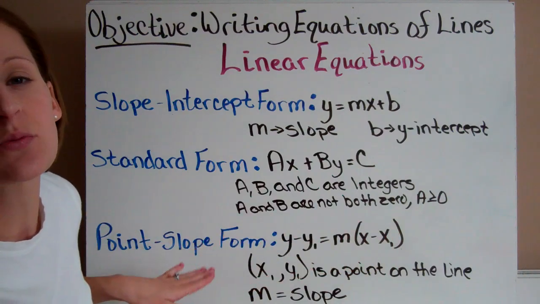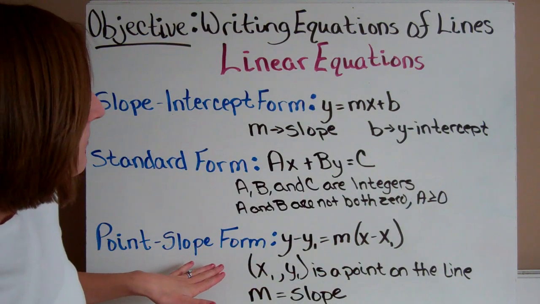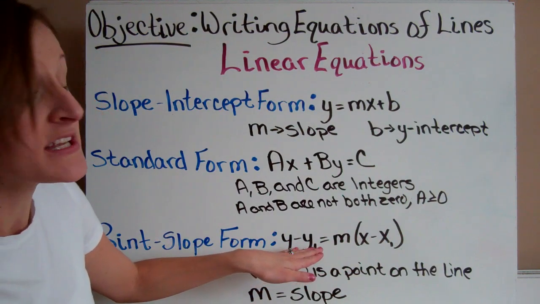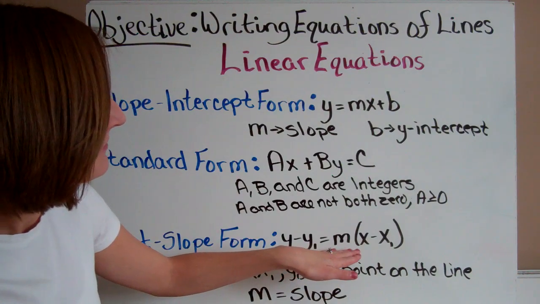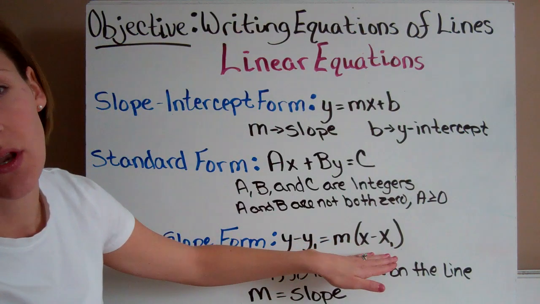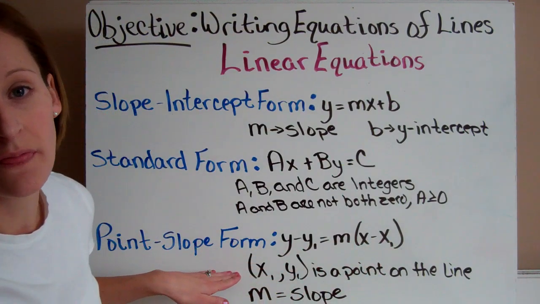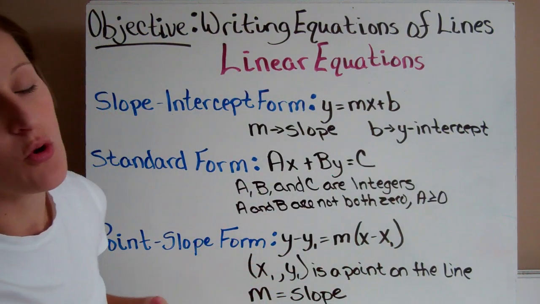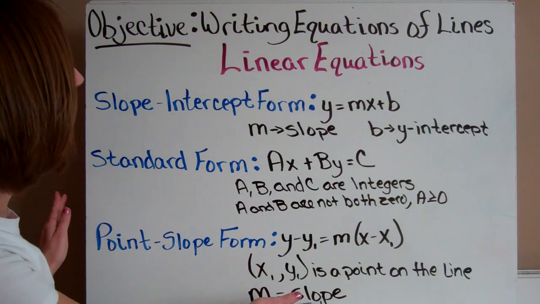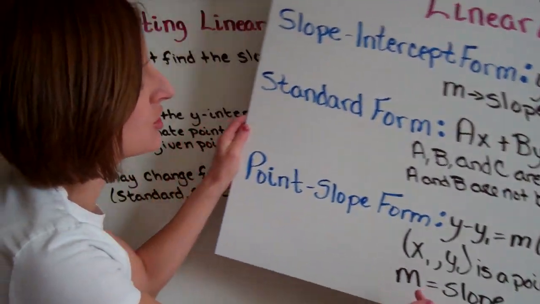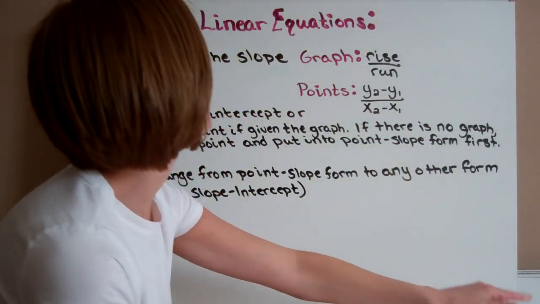0. And the last one we looked at was point slope. Point slope form is y minus y1 equals m times x minus x1. This is where your x1 and your y1 is a point on the line, and your m, of course, is your slope.